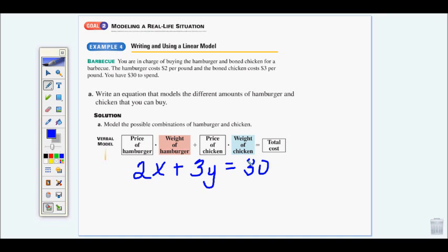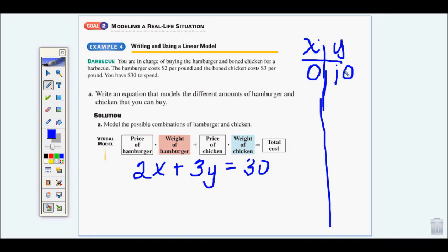Now we could do an algebraic model or a table of all the different situations we would have there, substituting in our x to find our y. If we bought no hamburger at all, then we could buy 10 pounds of chicken. And if we bought, let's just say 3 pounds of hamburger, 2 times 3 is 6, so then we could buy 8 pounds of chicken. We could do this so on and so on.